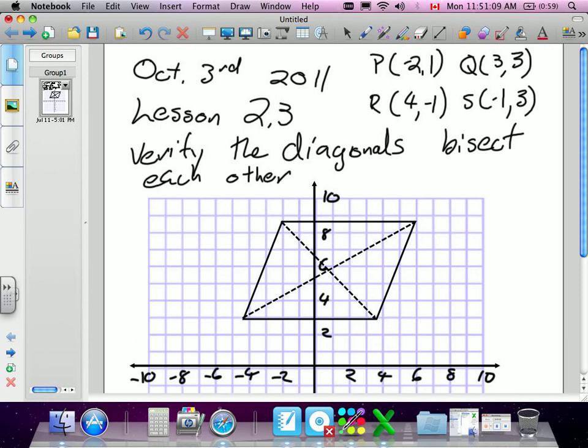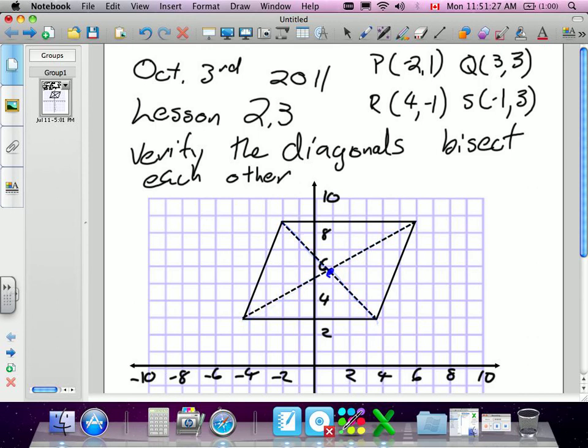midpoint. Yes. So in order to verify this, I first of all need to find the equations of these two diagonals. Then I need to find the midpoints of them. And if the midpoints are the same, then we can prove that they bisect each other.